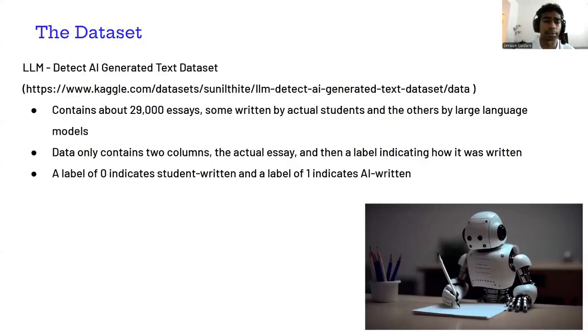The actual data set I got from Kaggle, it was the Detect AI-generated text data set. It has about 29,000 essays. Some were written by students, and then the others were written by large language models. And the data basically contains two columns, one with the actual essay, and then the other with a label indicating how it was written.